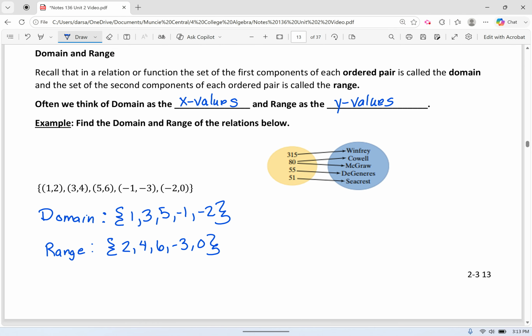Okay, let's look at this mapping. What are the x values that we are plugging in? Well, those are these numbers, probably salaries or net worths. And then what are the y values that are coming out? That is our range, and that is the names of people who are in show business. So if we look at this, the domain is the 3, 15, 80, 55, and 51, and the range is all of the names of the people in show business. That is our basic understanding of domain and range.